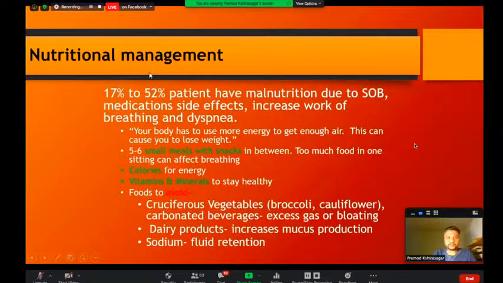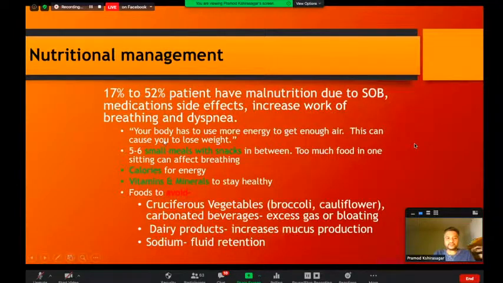Also, patients with COPD require nutritional management because they are malnourished. Studies show 17 to 52% of the patients have malnutrition due to shortness of breath, medication side effects, and increased work of breathing. So they cannot eat well.